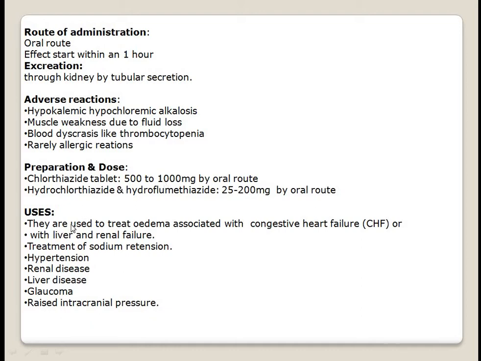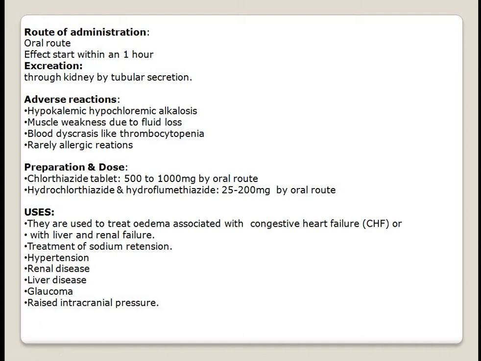Next one, uses of the thiazides. This thiazide drug is used to treat edema. Edema means fluid accumulation associated with congestive heart failure, liver and renal failure. It is also used to treat sodium retention, hypertension, renal disease, liver disease, glaucoma. Glaucoma means the nerves connecting the eye to the brain are damaged because of high eye pressure. Next one, raised intracranial pressure of the cranium.